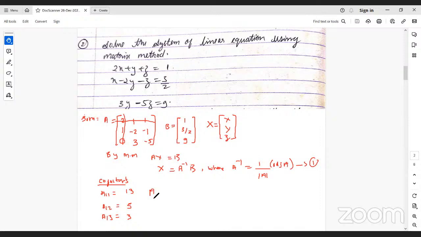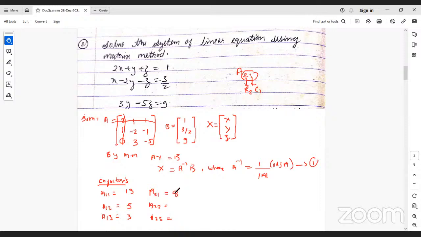Similarly, find the remaining cofactors A21, next A22, and then A23. Suppose we are finding A21. Here we have to delete the second row R2 and the first column. If you delete the second row and the first column, 2 -5 and 0 1 will remain. Using that, find the determinant value and the cofactor. It will be equal to 8.